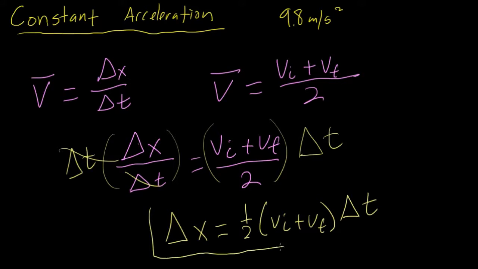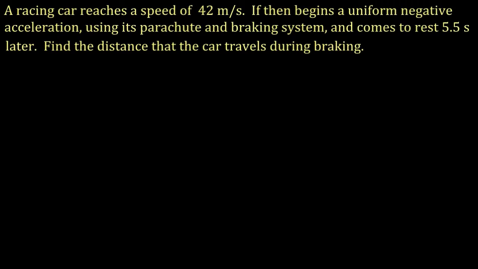So now we have an equation where, given constant acceleration, we can find displacement from initial velocity, final velocity, and time. We can also rearrange this equation and solve for time. We could rearrange it and solve for initial velocity. We could rearrange and solve it for final velocity. So let's do a couple quick examples of this with this equation. Let's work this problem.